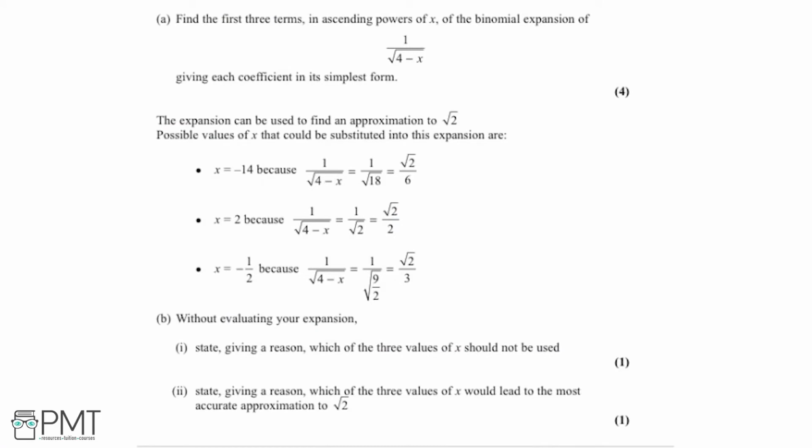So part A says, find the first 3 terms in ascending powers of x of the binomial expansion of 1 over the square root of 4 minus x, giving each coefficient in its simplest form. And this is a 4 mark question.